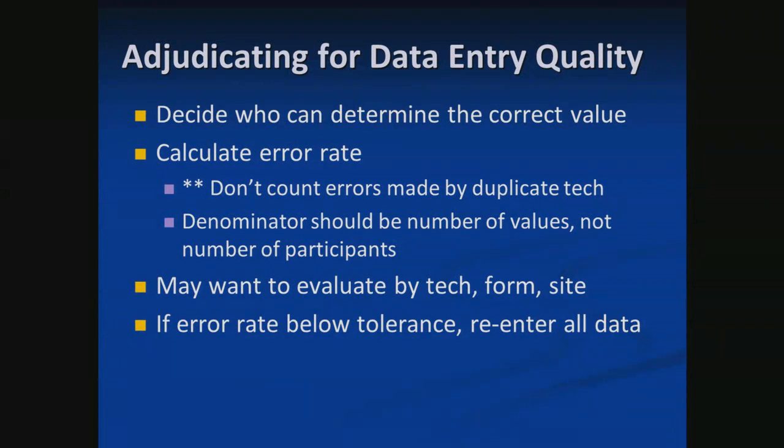And then your denominator is not the number of people, it's the number of actual values you're looking at. So if you have a simple demographic form with 10 items on it and you have 15 participants, your denominator is not 15, your denominator is 150 because there are 150 places where there could have been an error. And so you want to make sure that you're accurately reflecting what that error rate can be.